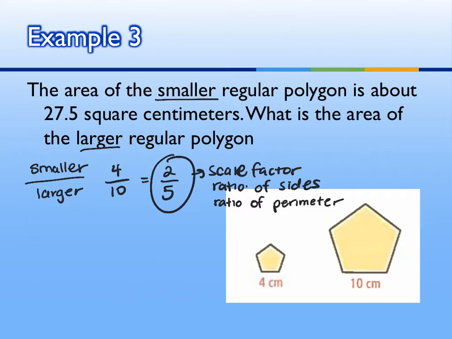But we're not talking about perimeters. This is giving you an area, which means I have to do what to those numbers? Square them, right? So the ratio of the areas would be 2 squared to 5 squared, or 4 to 25. This is the ratio of the areas.